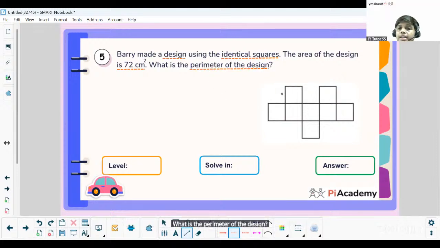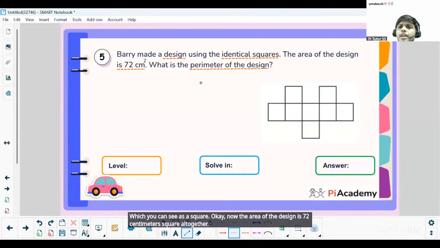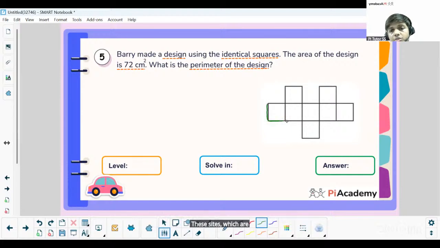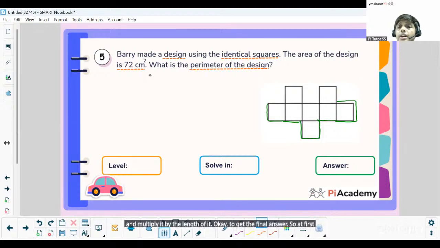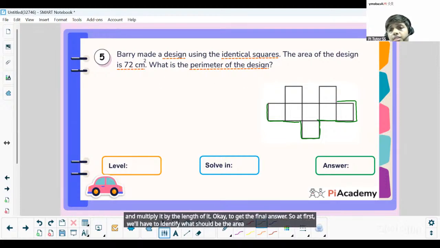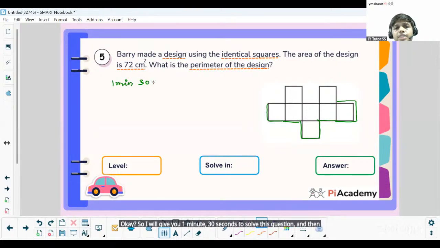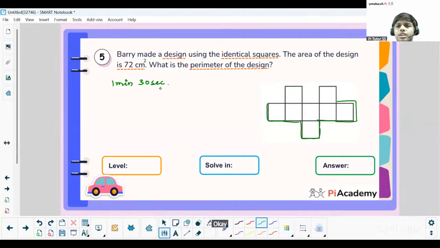Right. So this is the design present here in front of us. These are the identical shapes, which you can see as a square. Now the area of the design is 72 centimeters square altogether. You just have to calculate the perimeter of the design, which can be calculated by adding the length of the sides here. These sides, which are the length of these squares, you just have to count them all and multiply it by the length of it, to get the final answer. So at first we will have to identify what should be the area of one of these squares. I will give you 1 minute 30 seconds to solve this question, and then we'll discuss the final solution. Okay, your time starts now.